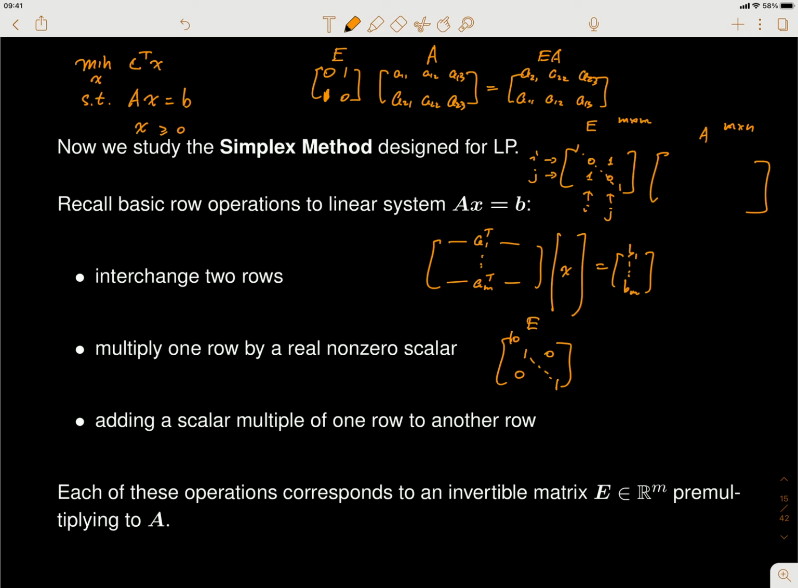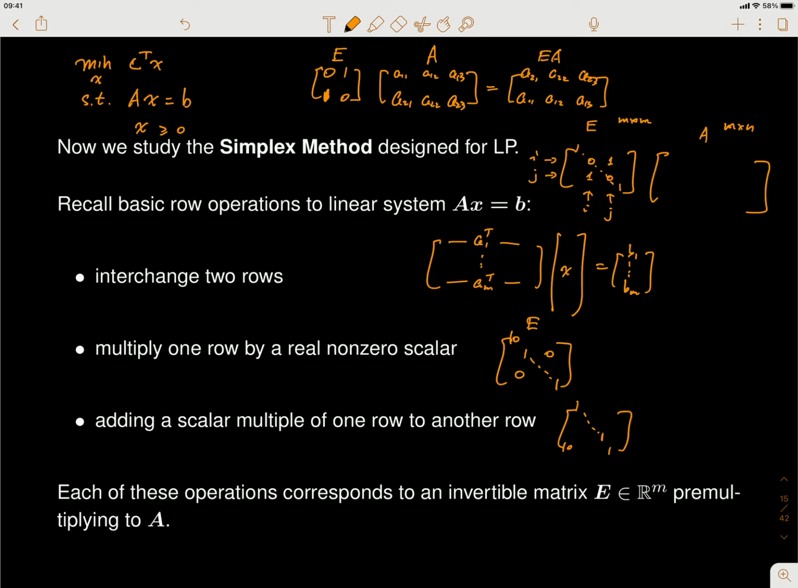Okay, and the third one is also simple. For example, if you want to multiply the first row by 10 and add it to the last row, then you will just have ones, and in the last row you have 10 here. Okay, and you can easily check that. So everything else is just the ones on the diagonal and the 10 on the lower left corner.